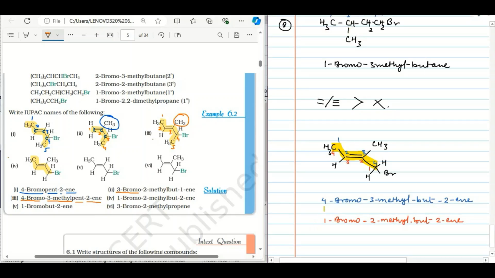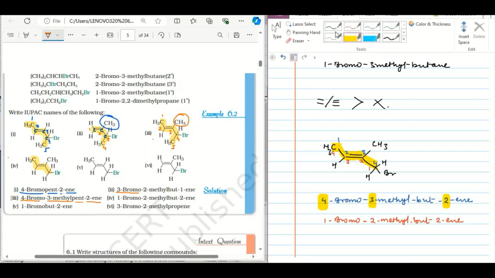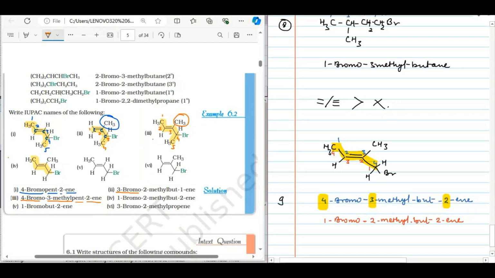Now check the lowest possible sum. Here 4 plus 3 is 7, plus 2 is 9. So here the sum is equal to 9. But when you check the sum in the second option, 1 plus 2 is 3, plus 2 is 5. So here you will get the lowest possible sum, 5. That's why the second name is the correct name for this molecule. So the name you will get is 1-bromo-2-methylbut-2-ene. You always have to check the lowest sum rule.